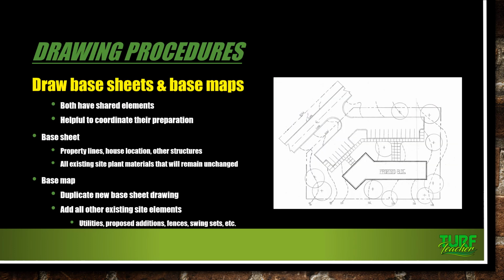Drawing procedures: draw the base sheets and the base maps. Both have shared elements. It's helpful to coordinate the preparation. The property lines, house location, and the other structures are on the base sheet, along with all existing site plant materials that remain unchanged. And then the base map needs to duplicate the new base sheet drawing and add all other existing site elements, utilities, proposed additions, fences, and so on.